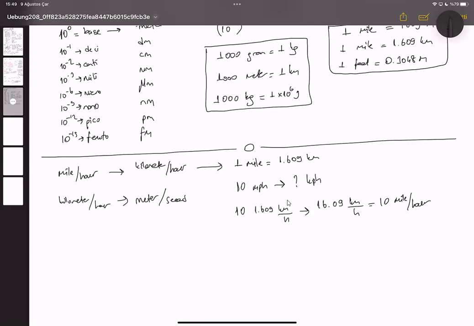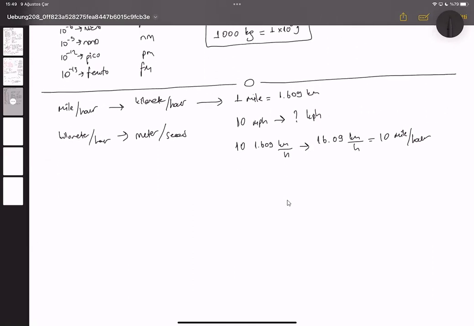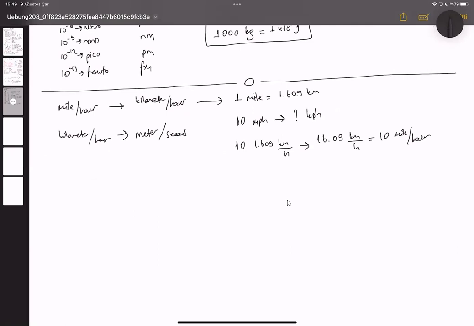But in questions, generally, we can see kilometer per hour to meter per second because it's harder than mile per hour to kilometer per hour. So, for example, they can give 36 kilometer per hour and convert it to meter per second.